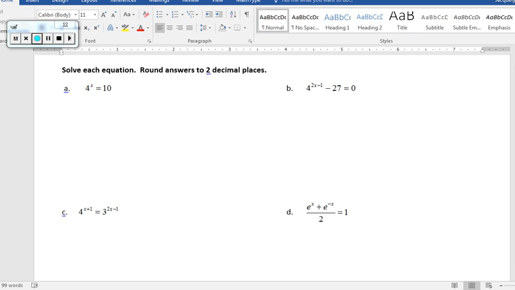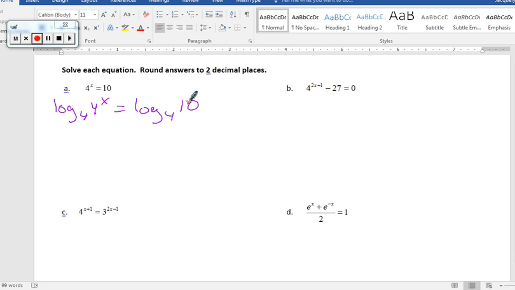Okay, I want to get up to this x. I need to solve for x. It's in the exponent, and I need to get it down. What I'm going to do is just have everything take log base 4 on both sides. Actually, let me do it this way. It might look a little bit better so you can see it. Log base 4 of 4^x, log base 4 of 10.